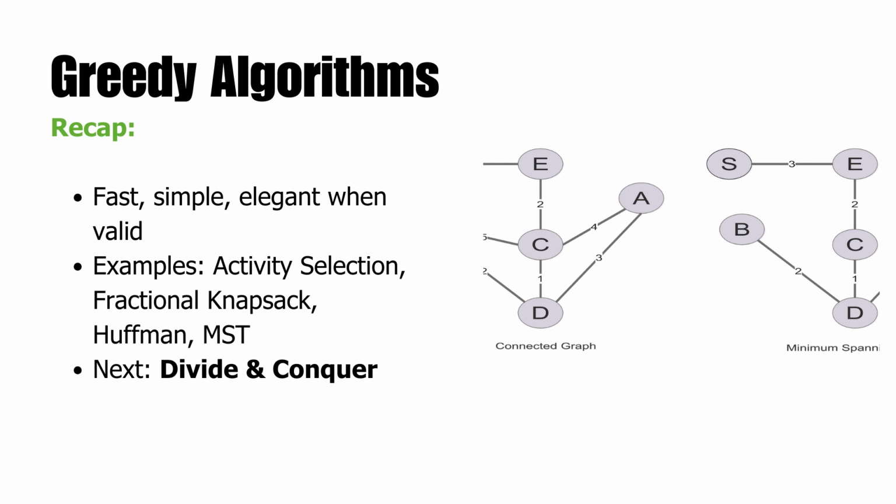Greedy algorithms are fast, simple, and elegant, but only when the problem structure allows it. Real-world applications include activity selection and scheduling, fractional knapsack optimization, Huffman coding for compression, minimum spanning trees using Prim's or Kruskal's algorithms. Let's move on to divide and conquer, a strategy that breaks problems into smaller, manageable pieces.